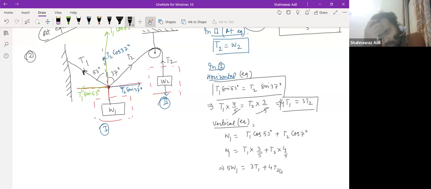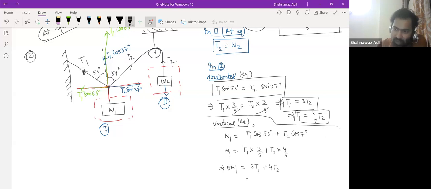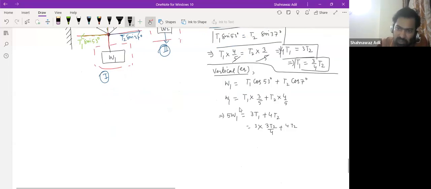We have to remember that T2 is W2, so we have to write everything in terms of T2. How much is T1? T1 is 3 by 4 T2. If we put this in here, we have 3 times 3T2 by 4, and this is 4T2. So how much would this be?